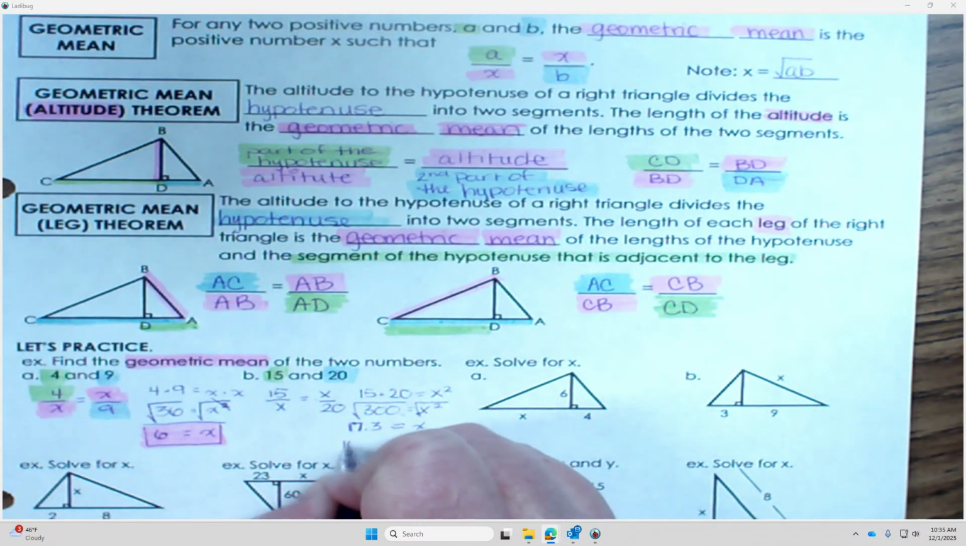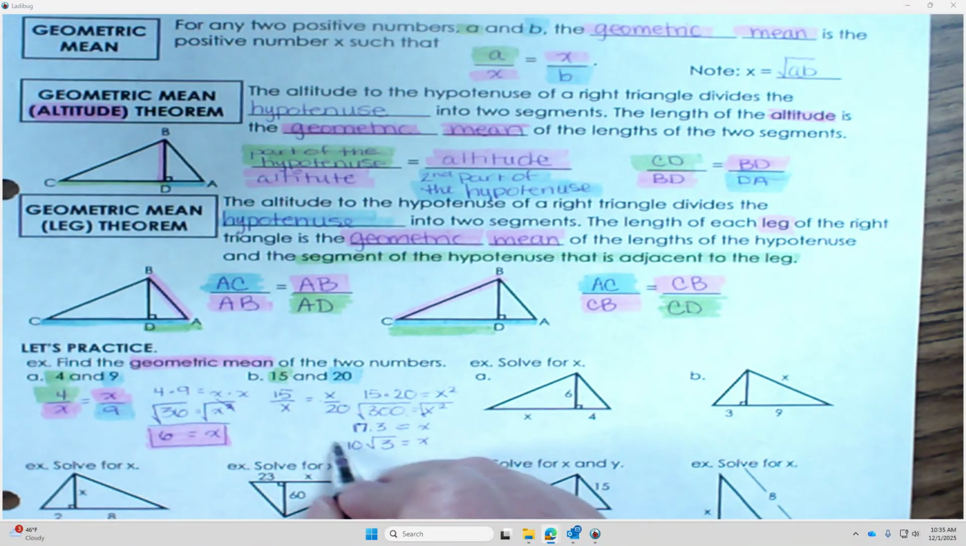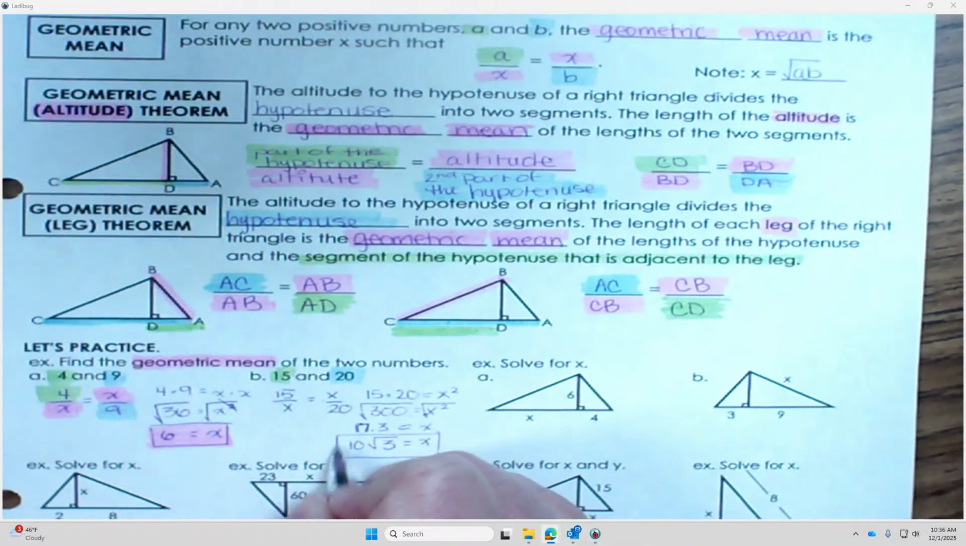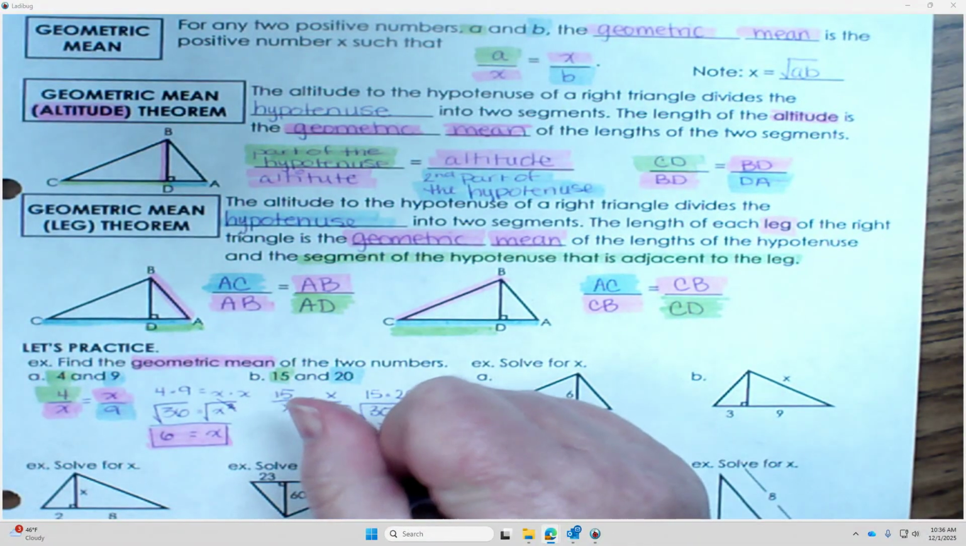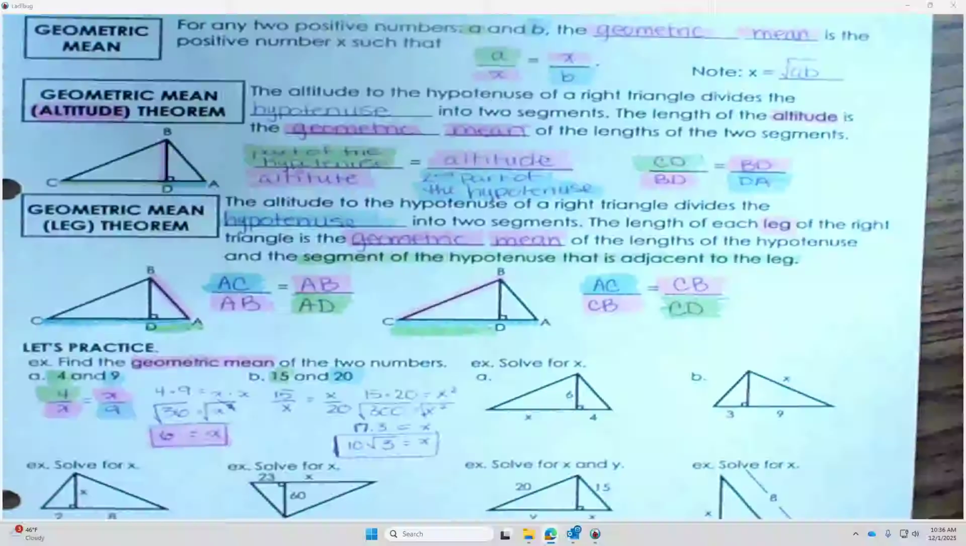and I could put 10 square root of 3 as my solution. And you're going to need that one more often than the rounded one, so I'm going to box that one. Okay, remember if you round, you got to use the wavy approximation instead of the straight equal sign.